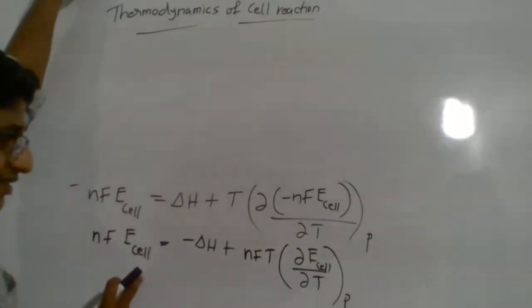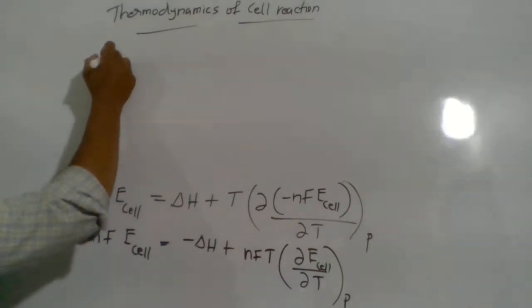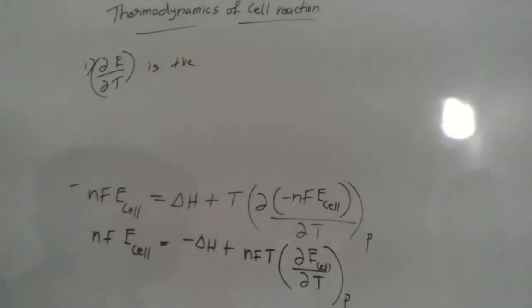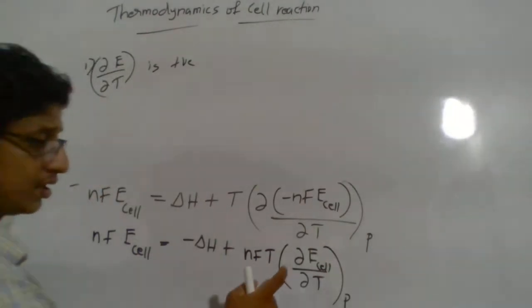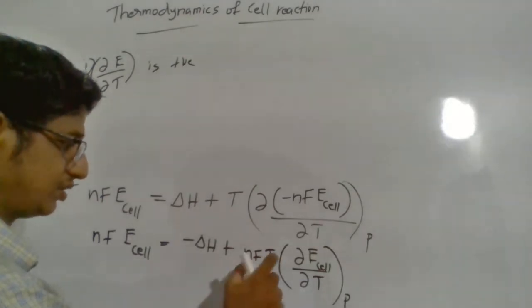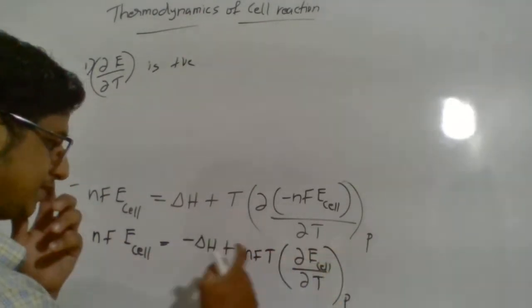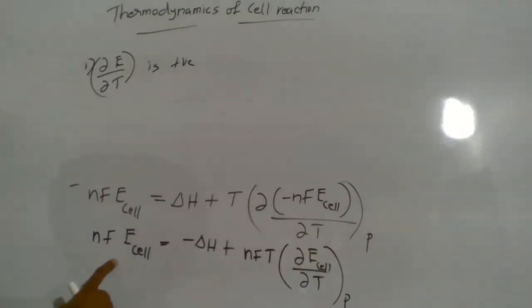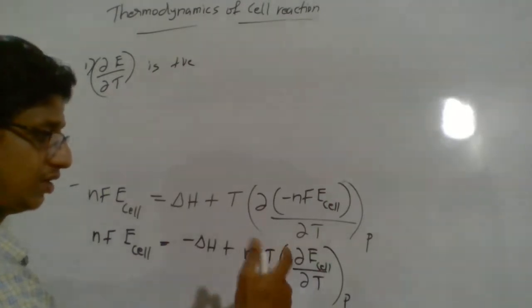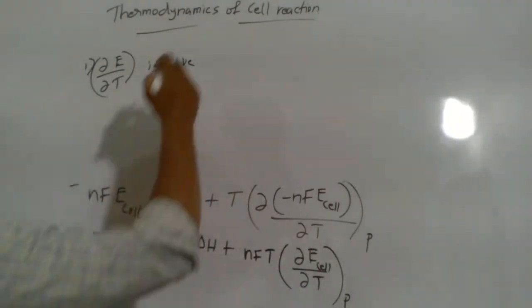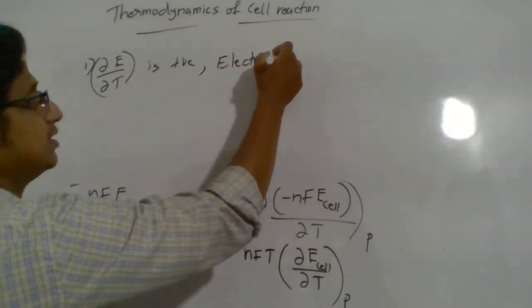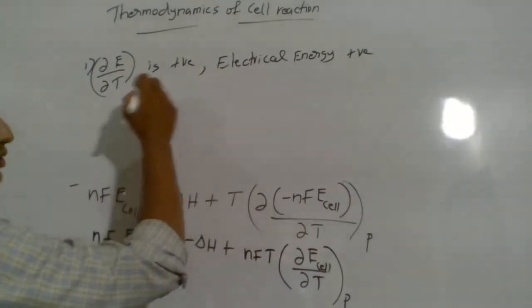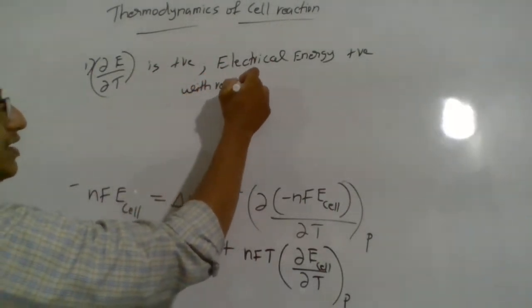Now just keep in mind the sign. If dou E by dou T is positive, then with respect to rise in temperature, as the temperature increases, this part becomes more positive. This is minus, this is plus, so you tend to get a positive value. Electrical energy will be more positive as the temperature increases if dou E by dou T is positive. So electrical energy increases, electrical energy will be positive with respect to rise in temperature.